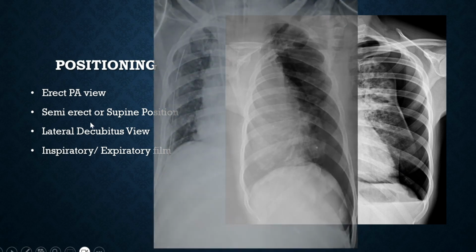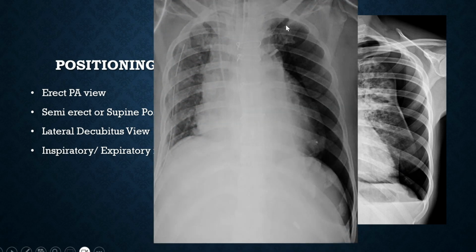Now next is the semi-erect position, in which air accumulates anteriorly and basally, leading to the deep and lucent CP angle. This is due to the semi-erect position of the patient. So this is the pneumothorax with collapsed lung, and this is the deep CP angle.